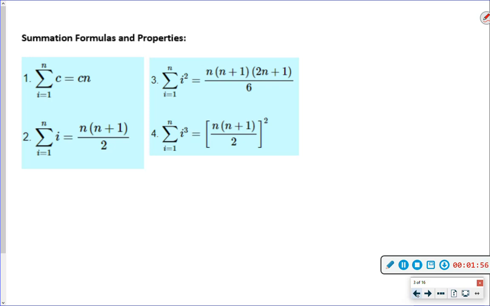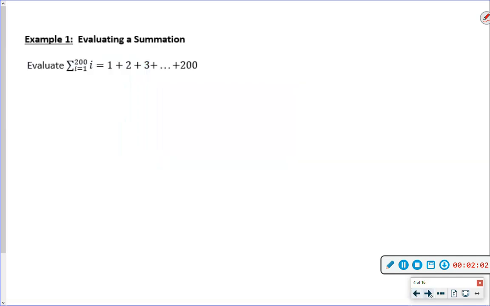Our n is 200. I'm going to replace both n's with 200 and just crank it out. So 200 times, of course, 200 plus 1. I know you'd just put 2 on 1, I'm just setting up your formula. And of course, over 2. All you have to do is calculate that out. You get 20,100.